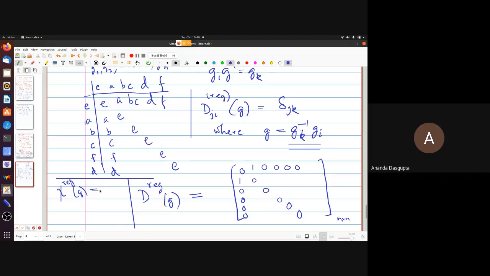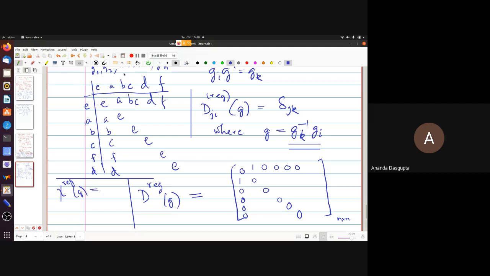Character, remember, is just the sum of the diagonal elements. Now there are 6 matrices, 6 group elements here. So each group element, of course, has its own 6 by 6 matrix. But one thing you can say for sure, if you're talking of either A, B, C, F, or D, for none of them will there be a single non-zero element on the diagonal, right?